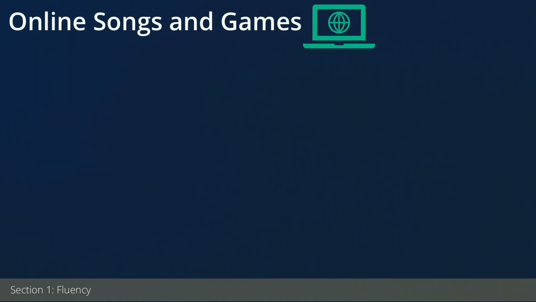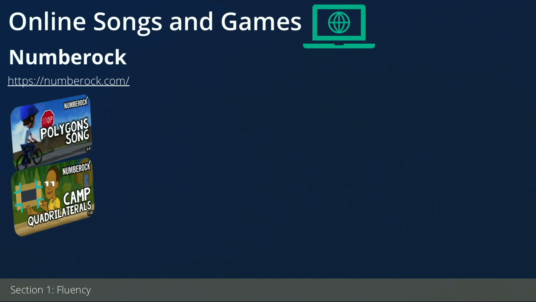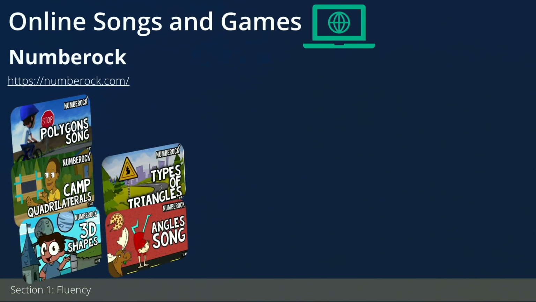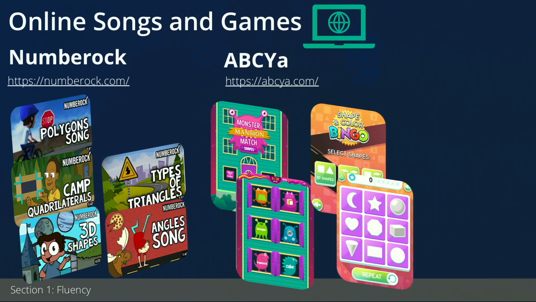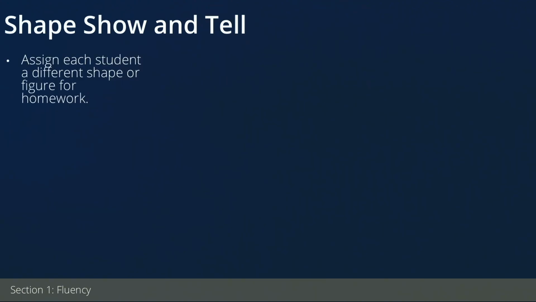One way is that we can practice fluency through online songs and games. Number Rock has a lot of great songs here. You can see some of the songs listed here, the polygon song or the types of triangle song. There's also other songs that you might find here or other games as well. So there's a lot of online resources that students can use to practice this identification of shapes and figures.